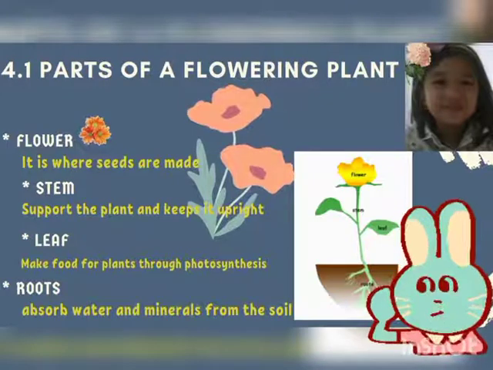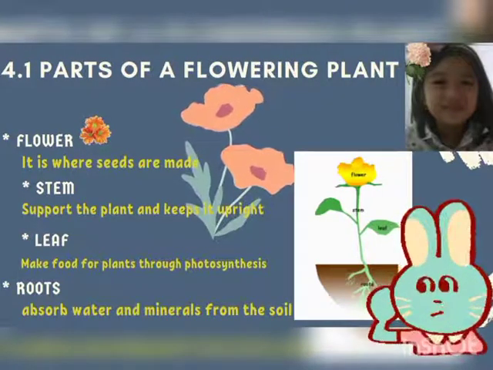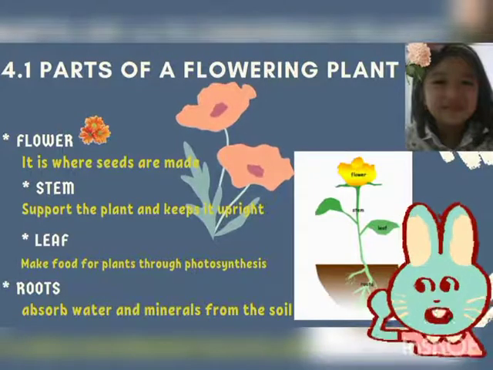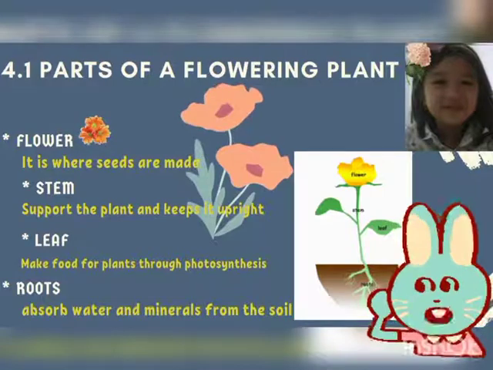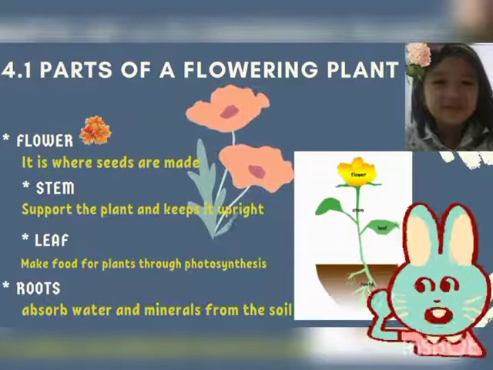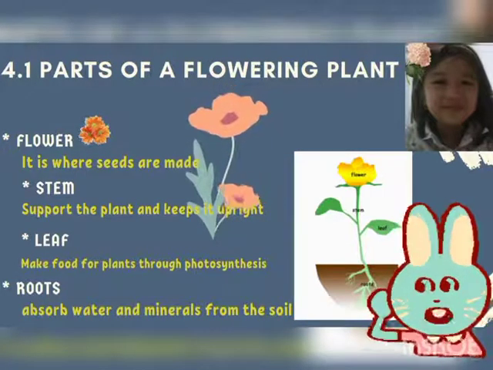And the third one, we study the leaf. The function of the leaf is to make food for plants through photosynthesis. And the last one is the roots. The function of the roots is to absorb water and minerals from the soil.